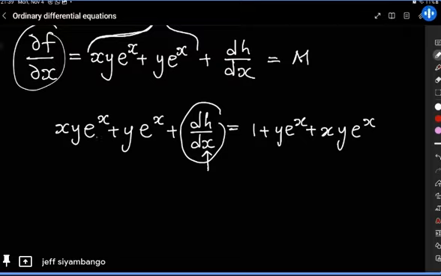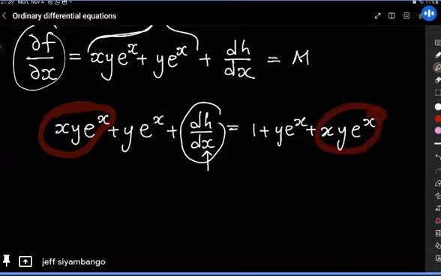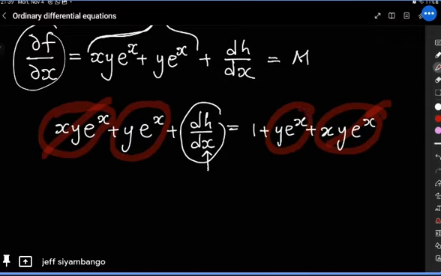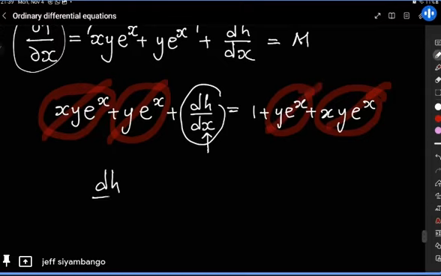Let's see. xy e to the x, it's here. It's also present here, and they're both positive, meaning when you group them on one side, they'll subtract out. This one goes. This term also has a y e to the x. Guess what? Then this one, y e to the x, occurs there. Same sign, when they group, they'll subtract out. So now we remain with only dh dx is equal to 1. This is what we remain with.